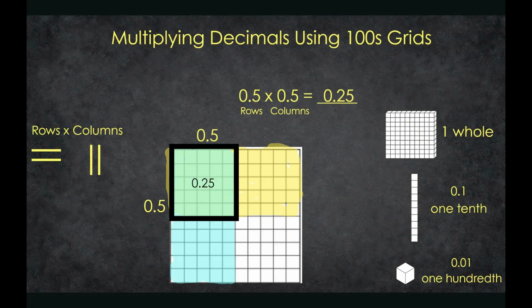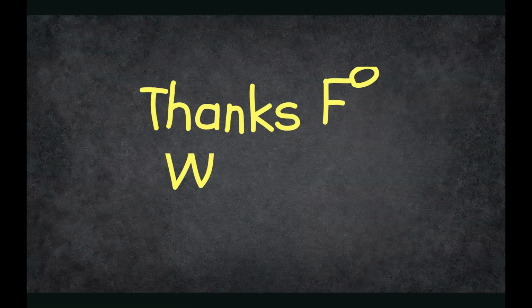All right, guys, that's going to be it. That is how we represent decimals times decimals when we're working with tenths. We use that area model. We use rows and columns. And then the part where the two colors overlap, that is going to be your product for your multiplication problem.